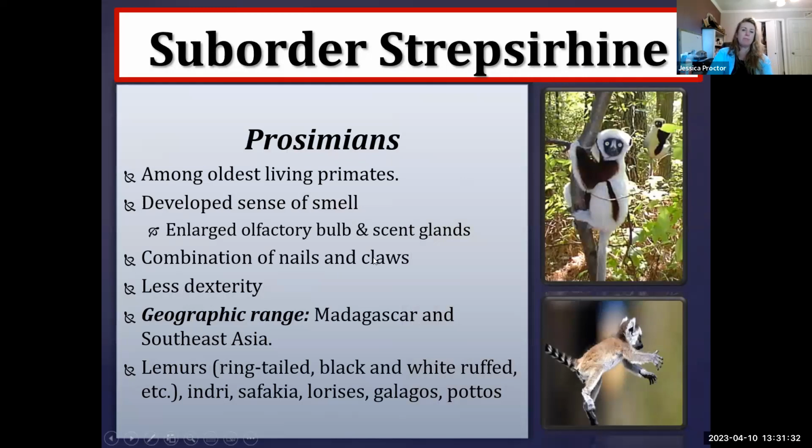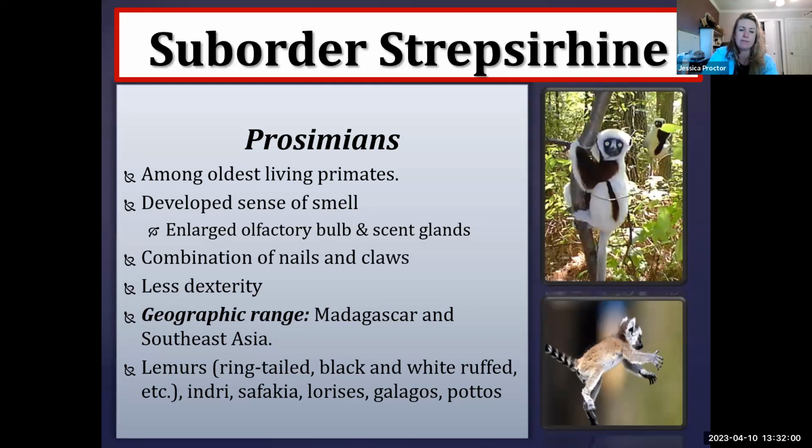All right, so let's talk about the prosimians, the strepsirrhines, in a little bit more detail. So these ones are the smallest of the primates typically. Well, tarsiers are pretty small too, but overall, this group includes the smallest primates. These are the oldest living primates, so they go the deepest back in our evolutionary history. They're essentially the first modern primates that are still alive today.